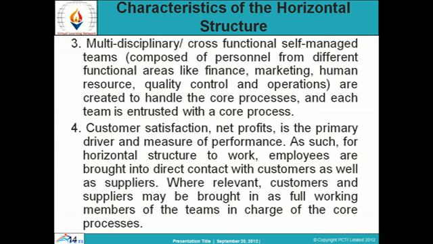Self-managed team means a team composed of personnel from different functional areas like finance, marketing, human resource, quality control, and operations. The people from these different departments are created to handle the core processes, and each team is entrusted with a core process. Now, the next characteristic of the horizontal structure is customer satisfaction.